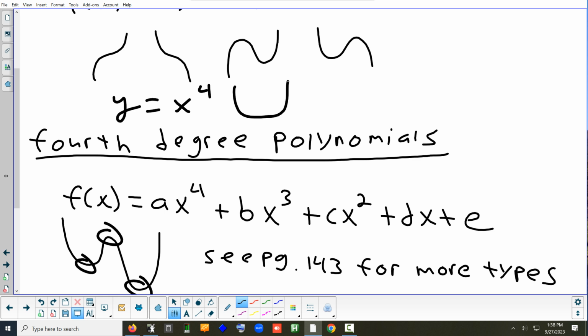Or another way to think about it is the degree is exactly how many times it could cross the x-axis. So 4th degree could cross up to 4 times if the W was in the right spot. It could be 3, could be 2, could be 1, could be none. You get them all, depending on where you put the W shape.